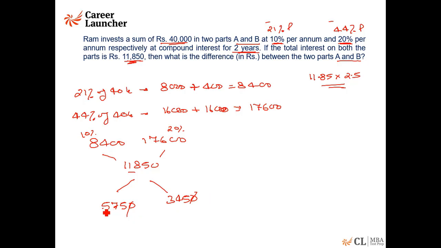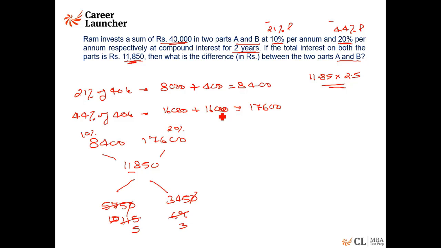Let me try and simplify it further. 5 ones are 5, 1 1 5. Rather, 5 6 are 30, 16 9. This is 23 into 3. This is 23 into 5. So the two parts are 5 is to 3.